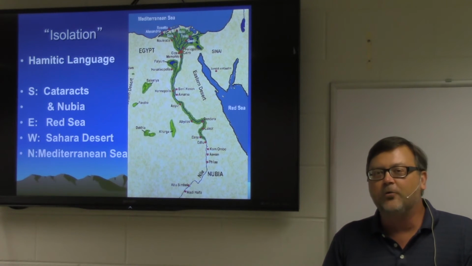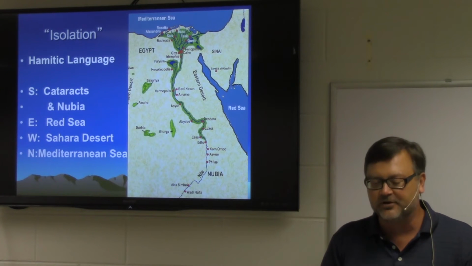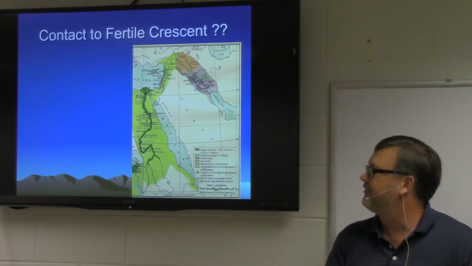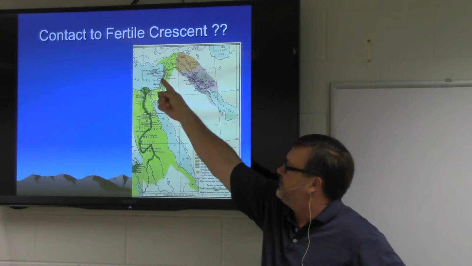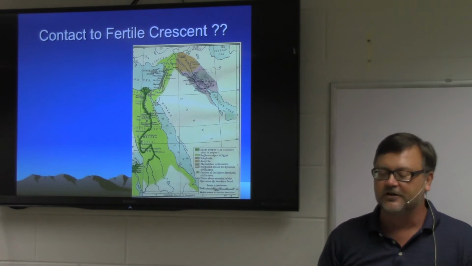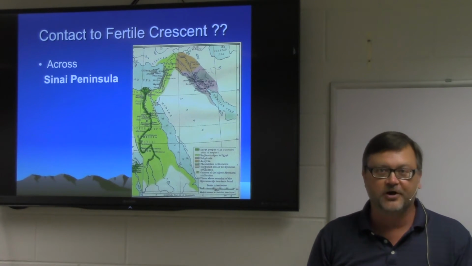About the only way, really, that Egypt connects to a large civilized population is going to be with the Fertile Crescent. And how would you get from the Fertile Crescent, Mesopotamia, extending all the way down to Jerusalem? How would you get over to the Nile River? You got to cross a little desert there called the Sinai Peninsula. It's a tough go, as you know.